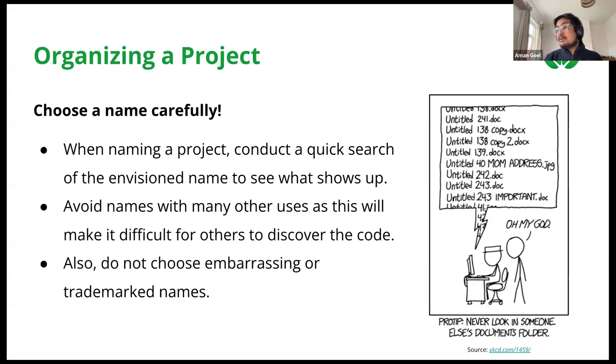I think in the material itself, it said to not choose embarrassing names. I'm sure we would not choose embarrassing names. I'm not sure what it even means, but okay. Yeah, you would want non-controversial names, I suppose. Then you would also want to avoid names which are very common. So you don't want something very generic if discoverability is a priority for your project. But again, it depends on the priorities of the project.